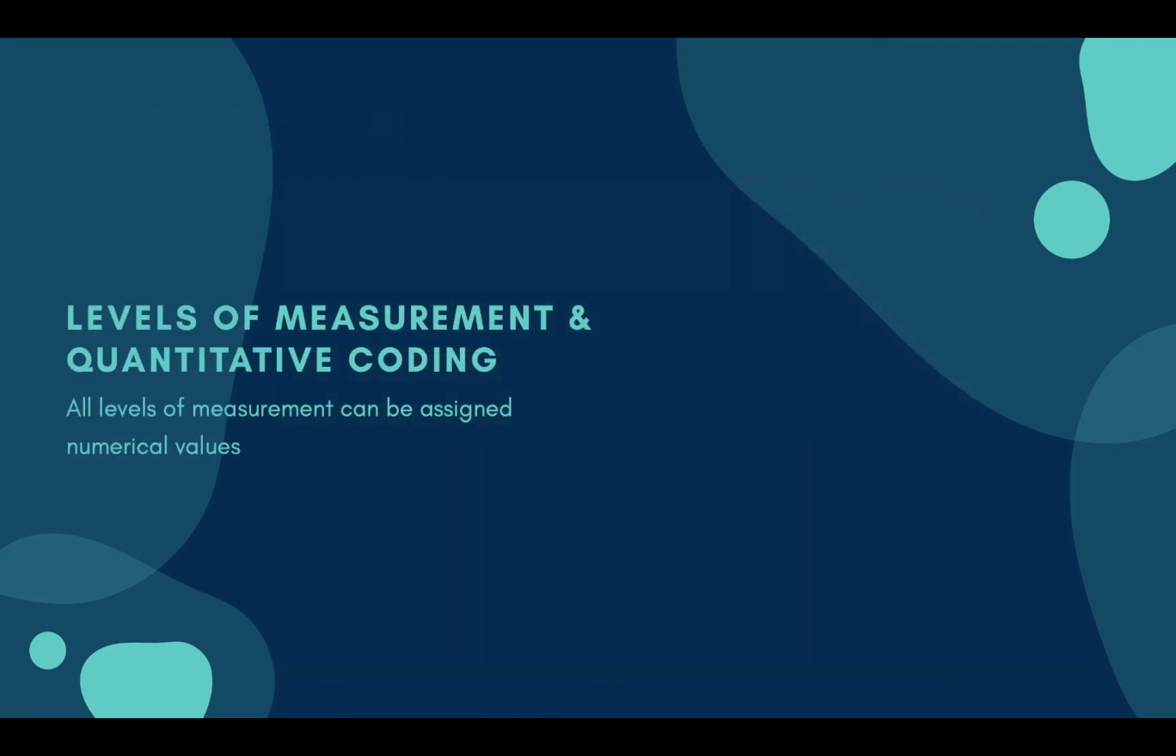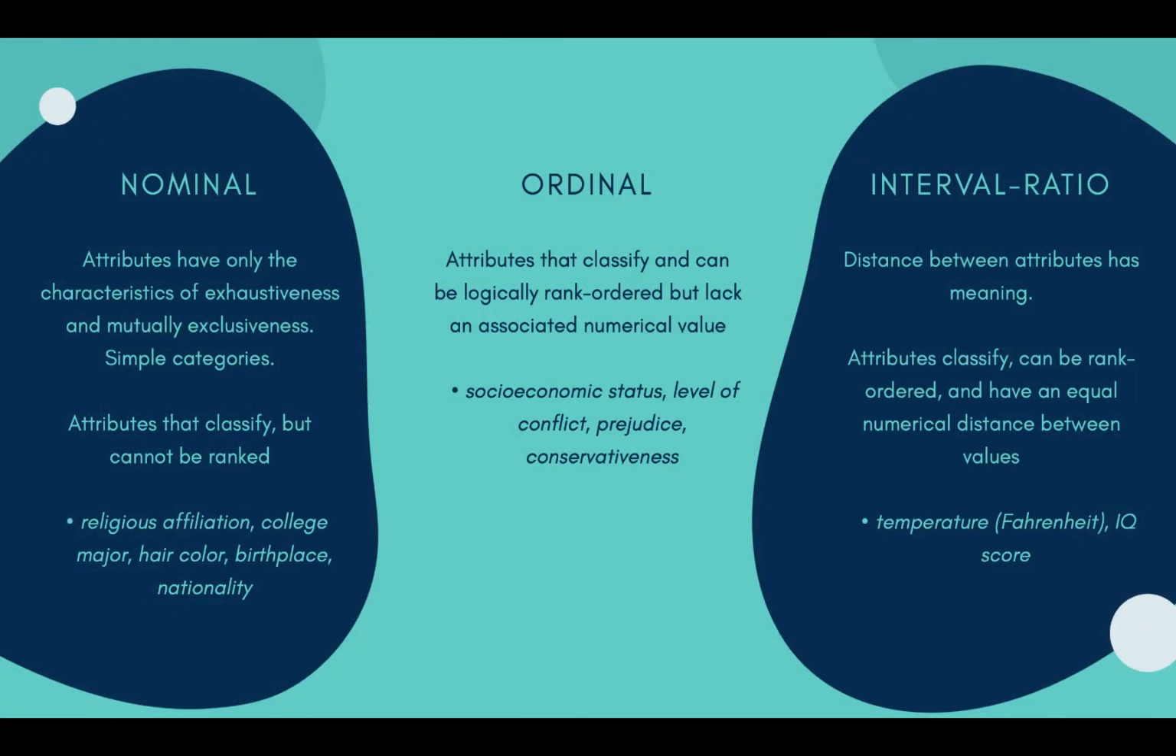Levels of measurement, these are very important. So levels of measurement are how we can assign numbers to variables. We have 3 of them: nominal, ordinal, and interval ratio. Nominal variables have attributes that just classify but cannot be ranked. These attributes only have the characteristics of exhaustiveness and mutual exclusiveness. So something like religious affiliation, college major, hair color, birthplace, political affiliation. While we can assign numbers to them like we did for political affiliation, we know that these only have attributes that can be classified but not rank ordered.